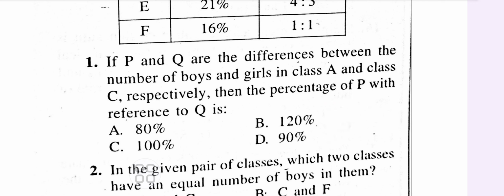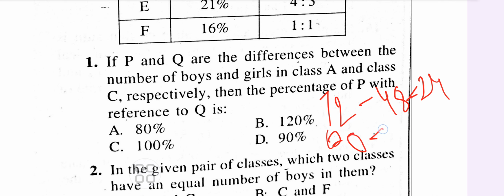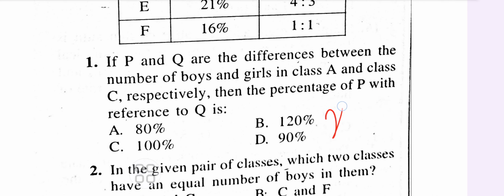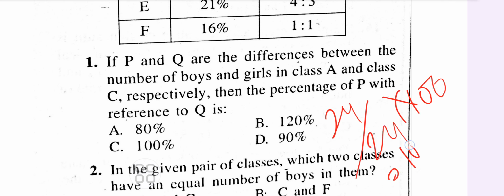So for P it comes to 72 minus 48, that is 24, the difference between number of boys and girls, and for Q it's 60 minus 36, that counts to 24. So 24 out of 24 of 100, that counts to 100%. So the answer is 100.